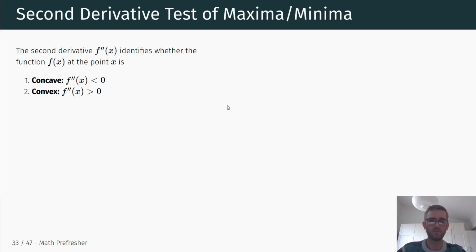And if you remember, the second derivative, f double prime of x, identifies whether the function f of x at point x is concave or convex. It's concave for f double prime of x being smaller than 0, and it's convex for f double prime of x being larger than 0.